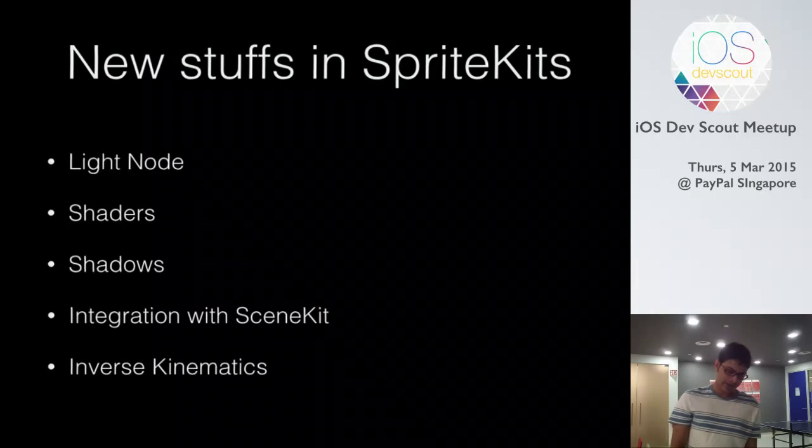And there are some new things with the new SpriteKit. You have inverse kinematics, where you can build robotics games, for example. You can apply different kinematics to different nodes. You have light nodes, you have different kinds of shadow effects. So all these things are there in the new SpriteKit.